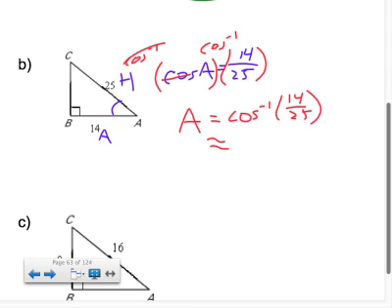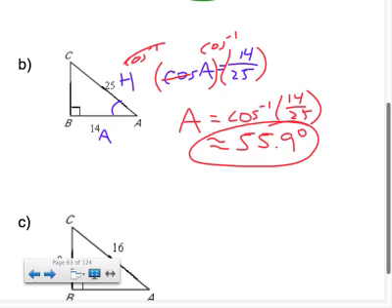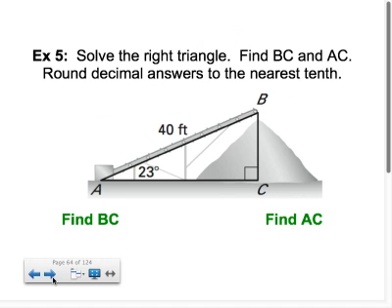And that's roughly, second cosine, 14 divided by 25 equals 55.9 degrees for angle A there in part B. Again, part C I'm going to let you guys take a look at on your own.